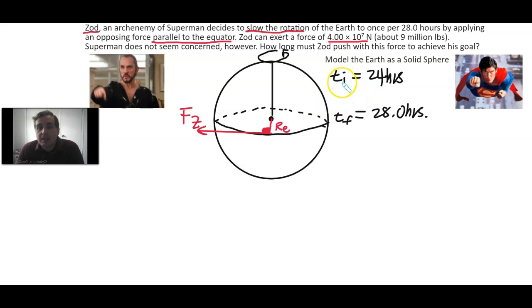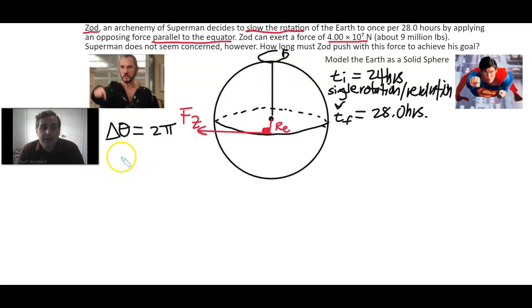Now, this is the initial time for a single rotation, or revolution. And that's the same with this time. So these aren't really times in terms of kinematics. They're really times in terms of angular velocities. Now in terms of one single rotation, what's the angular displacement in radians? Well, that's going to be 2 pi. So I think we can calculate the initial angular velocity of Earth and the final angular velocity of Earth.